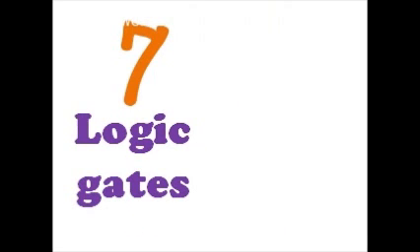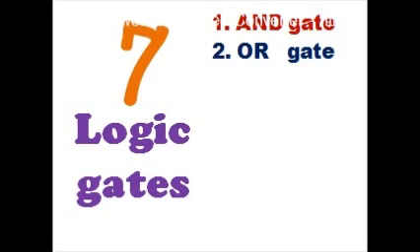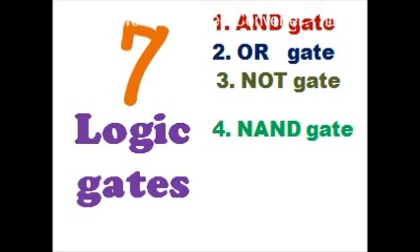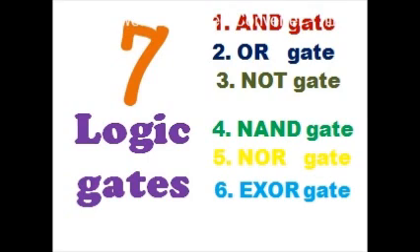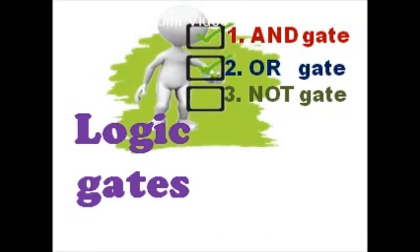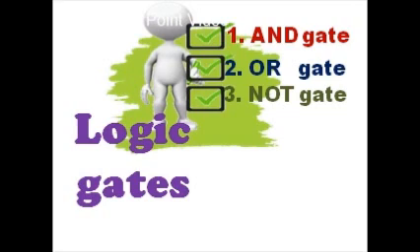Now, what are the types of logic gates? There are 7 types of logic gates: the AND, the OR, the NOT gate. Others include the NAND gate, the NOR gate, the XOR gate, and the XNOR gate. We'll look at the AND, OR, and NOT gates specifically.